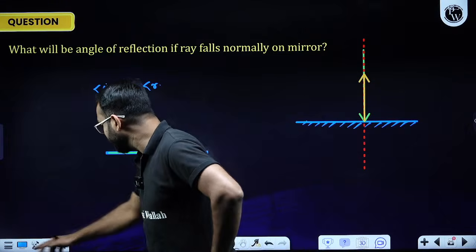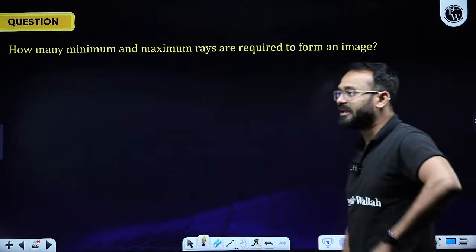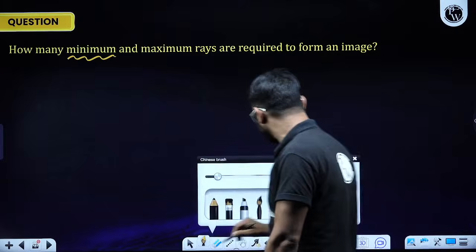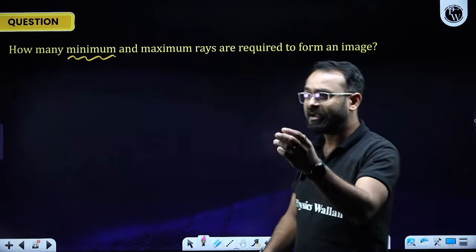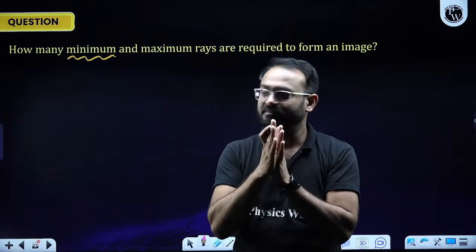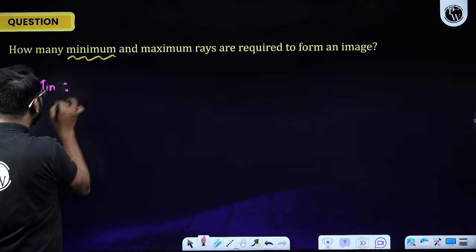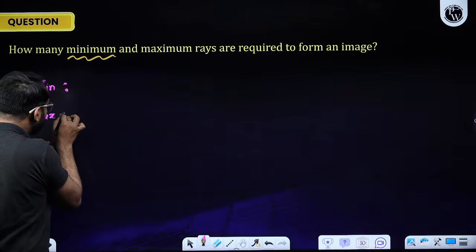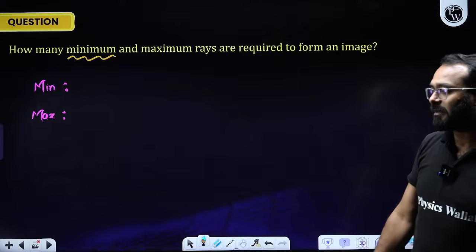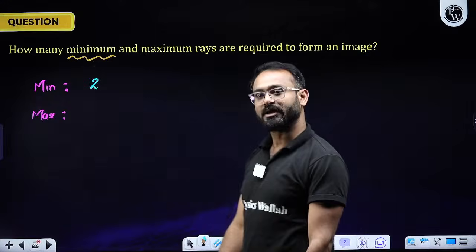Got it? Moving ahead. How many minimum and maximum rays are required to form an image? We already discussed the minimum. And what is the maximum number of rays required for the formation of images? Yes, champs, minimum and maximum. How many rays are required? Minimum two, Yuvraj, very good. Two rays are required.